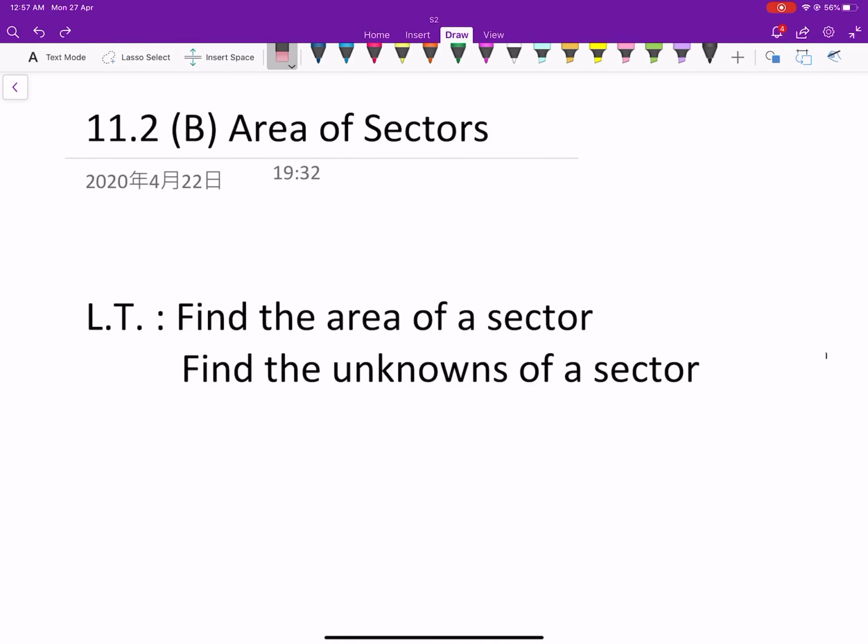Hello Form 2 students. Today we will go through 11.2b, area of sector. So this is our learning target today. Find the area of a sector. Find the unknowns of a sector. So please write down on your class workbook.